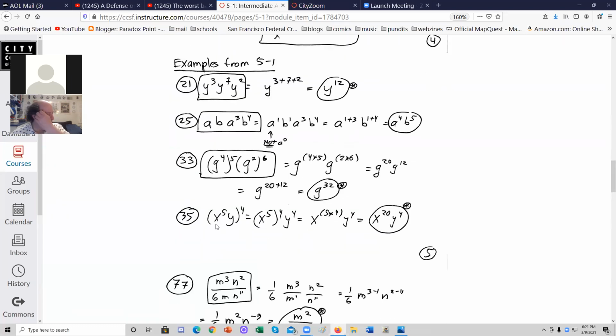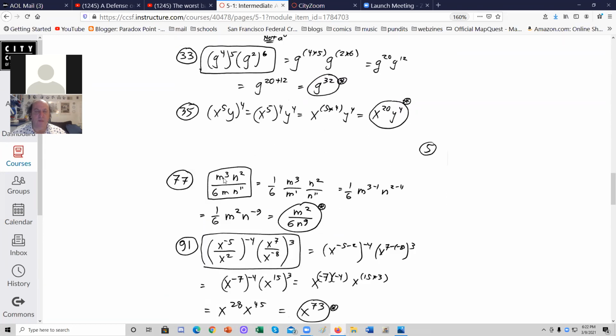Here we have x to the 5th y, all to a 4th power. We distribute the 4th power over each of these factors. x to the 5th to the 4th times y to the 4th. x to the 5th to the 4th, you multiply the powers and get x to the 20 times y to the 4th.